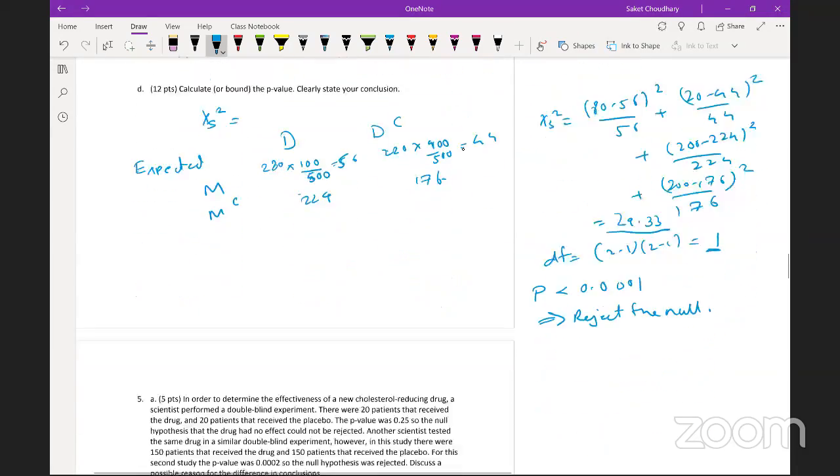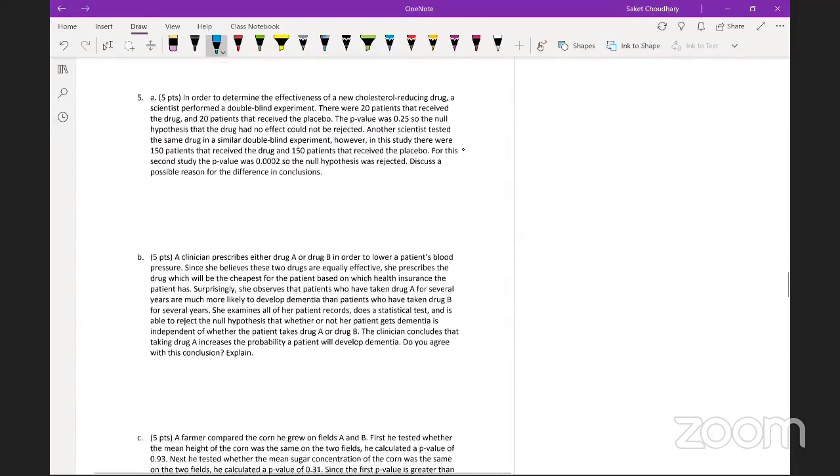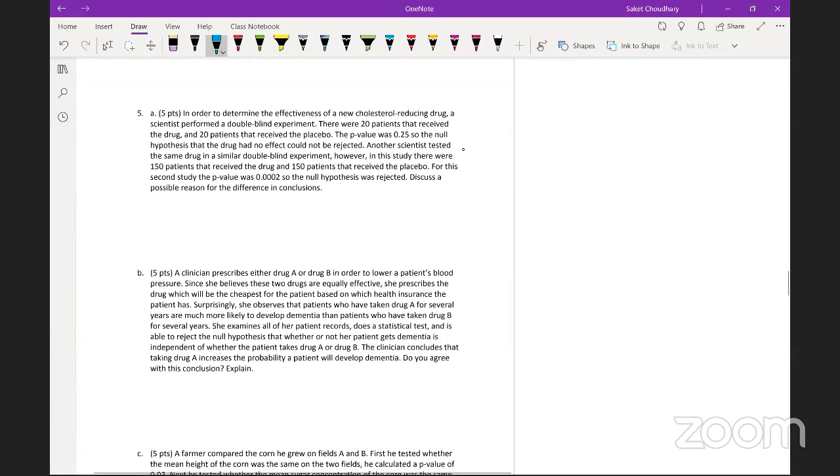Okay. All right. We'll move to problem 5. Problem 5 essentially was a collection of 3 problems which tested your understanding of the interpretation of p-values and association and simple random samples. The first problem is very simple. You have 20 patients in one test, you have 150 patients in the other. In one of the tests, you're getting a p-value of 0.25. In the other one, you're getting a p-value of 0.002.